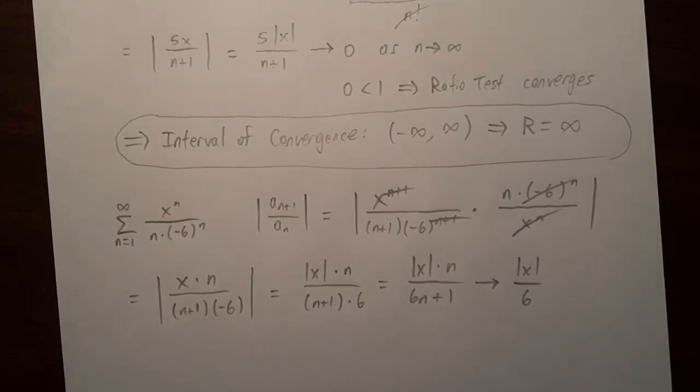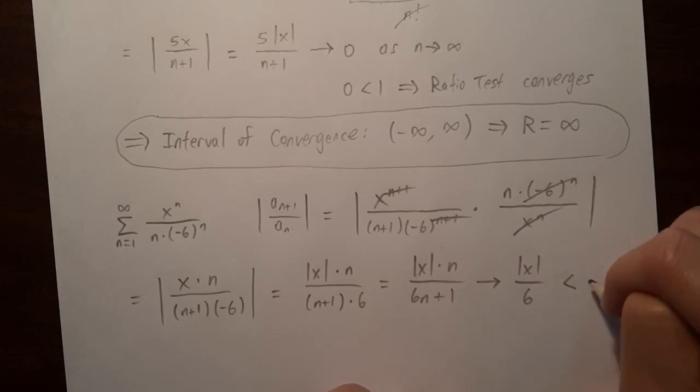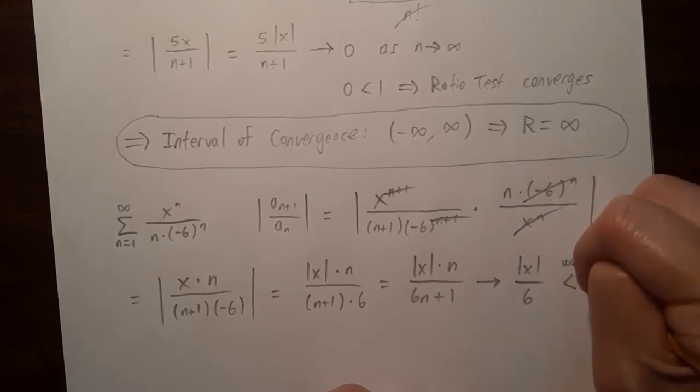All right, so we get this, and so the question then is, according to the ratio test, we get convergence, indeed absolute convergence, if this thing is less than 1. So this is the thing that we want.